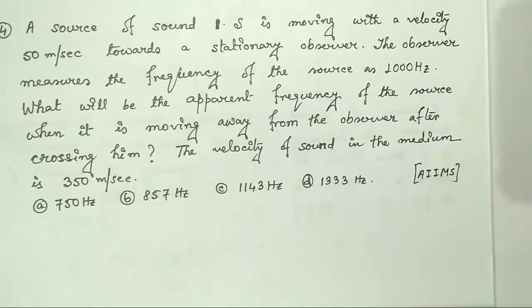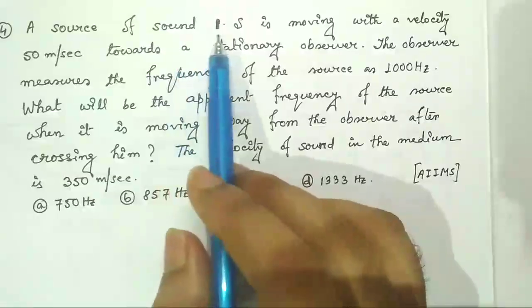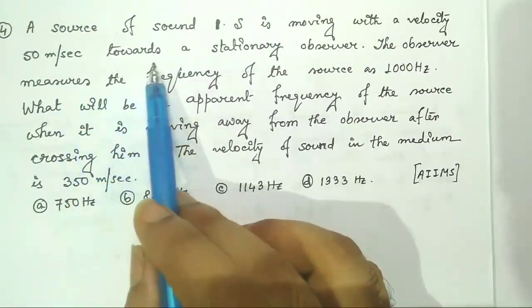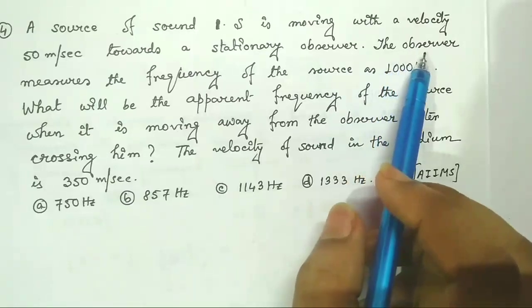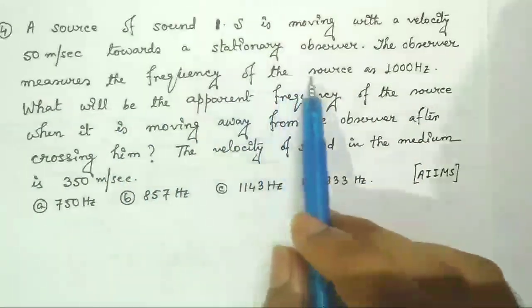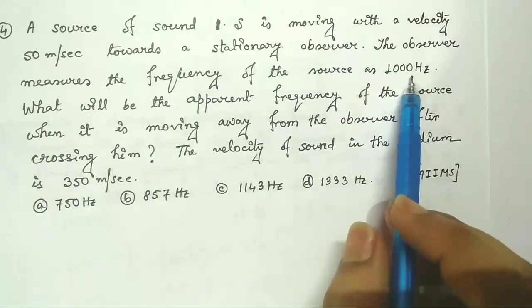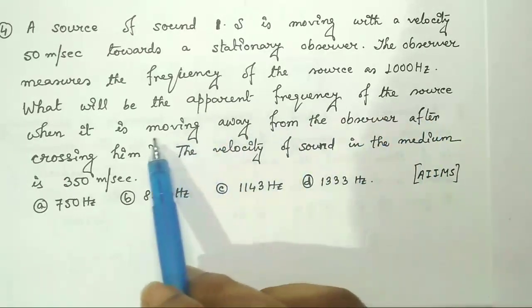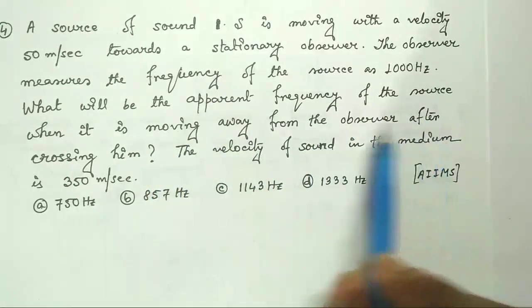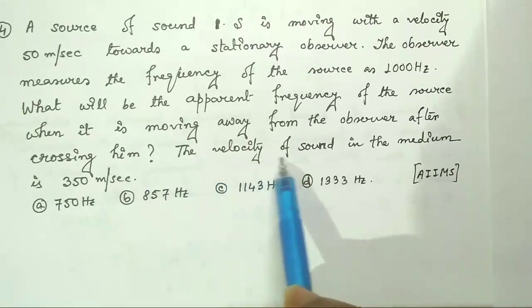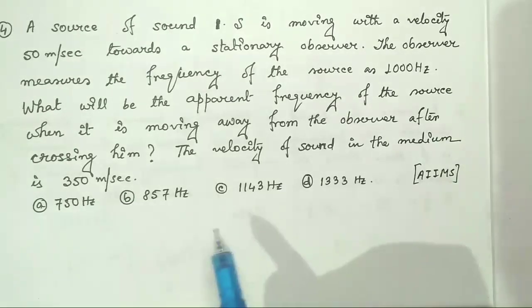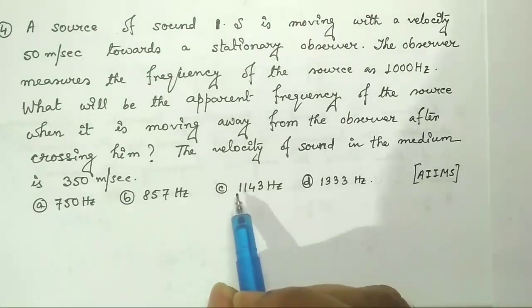Question number 4. Very important question. A previous year question of AIIMS. A source of sound S is moving with a velocity of 50 meter per second towards a stationary observer. The observer measures the frequency of the source as 1000 Hz. What will be the apparent frequency of this source when it is moving away from the observer after crossing him? The velocity of sound in the medium is given by 350 meter per second. 4 options are given. I have clearly explained the crossing cases.